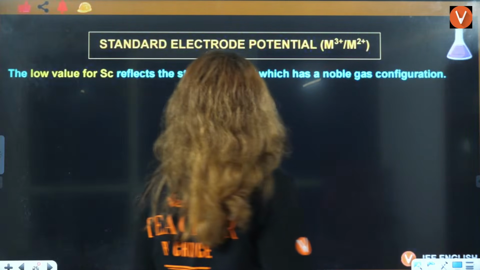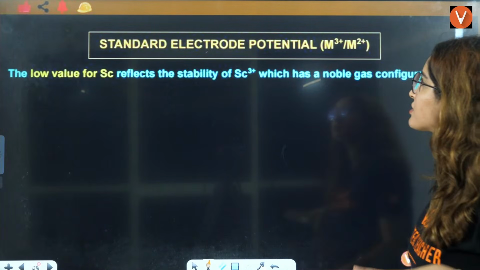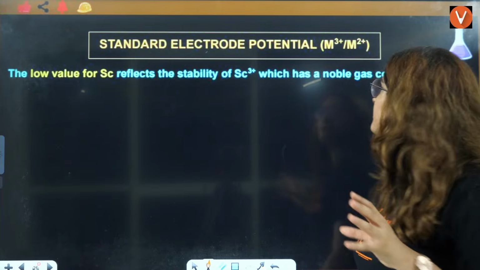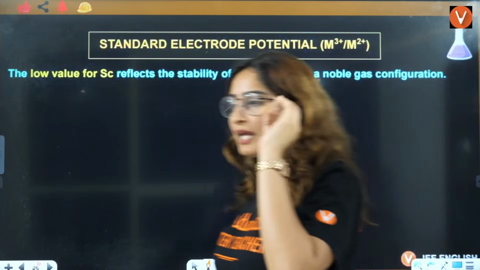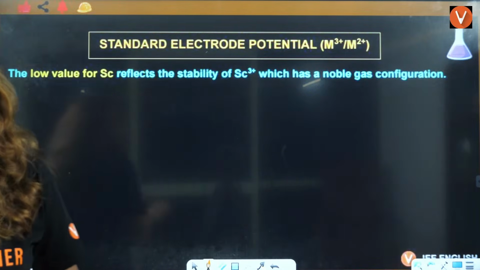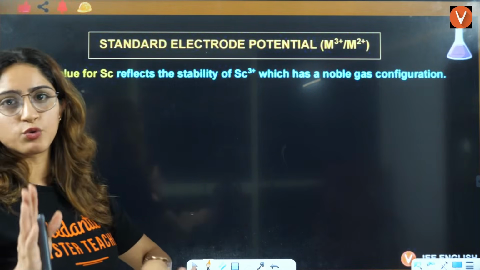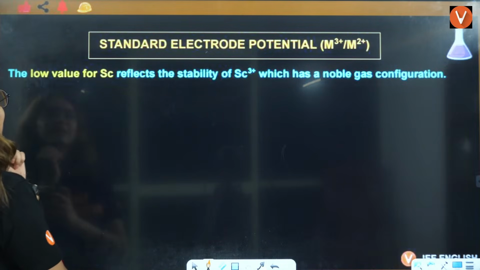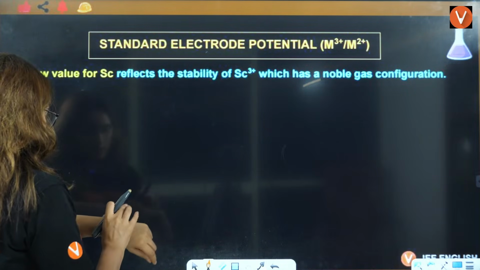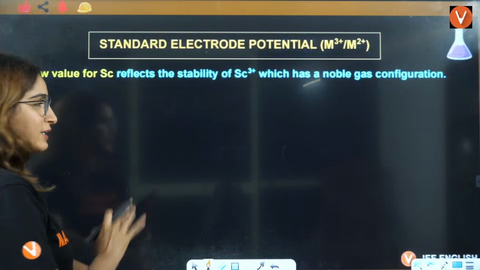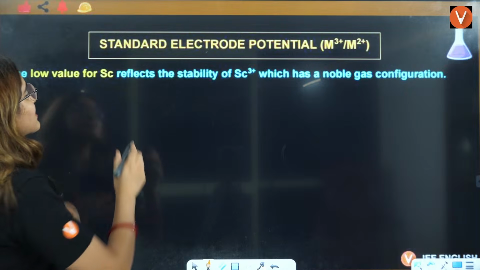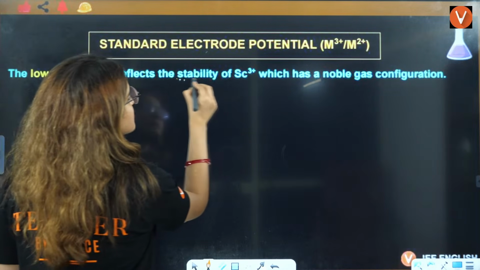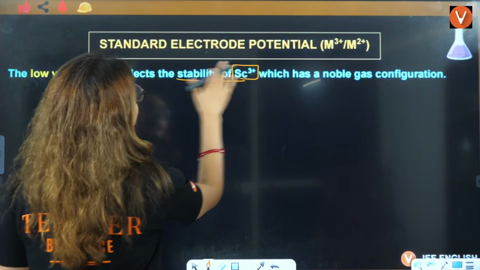So now they are saying that if you talk about the standard electrode potential, that is M3+ to M2+, there are 3-4 lines that I have picked out for you. So one by one we will see those lines. The first line is from the data given in NCERT: the low value for scandium reflects the stability of Sc3+.